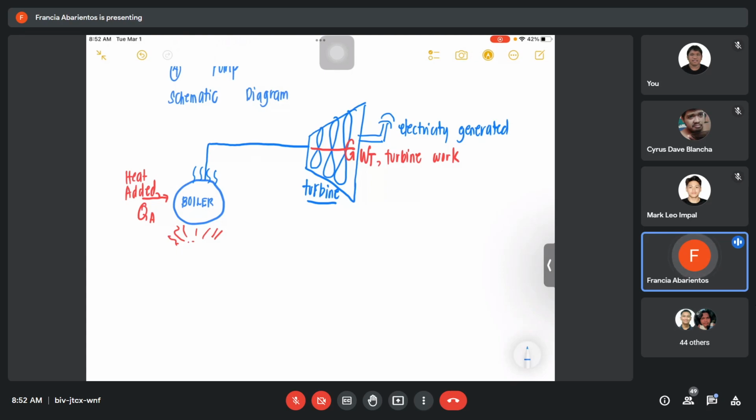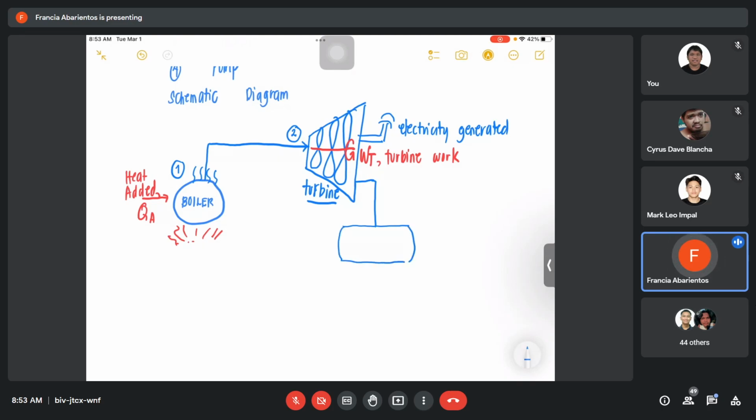So, from the higher pressure, at point 1, heat is added. At point 2, meron tayong work of the turbine. After that, yung steam, class, na sobra dito, yung nagpapagalaw ng turbina, magpapass through ulit siya ng pipeline. Tinatawag na tayong papasok na siya dito sa condenser.